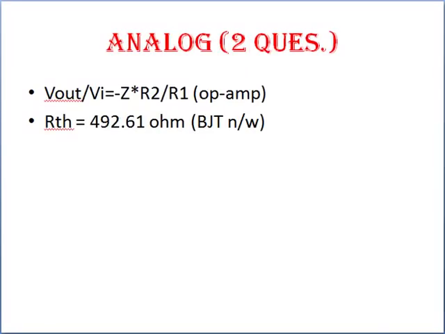Now from analog, they asked a total of 2 questions. They asked about the op-amp, the output divided by input voltage. The value for that particular question is minus Z into R2 by R1. And in one question they found the value of Thevenin resistance, in which a BJT is given, and there was some R combination given. The answer of that particular question is 492.61 ohm.